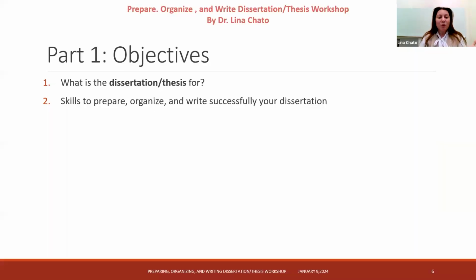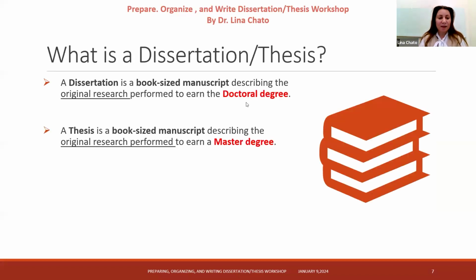Here we will learn about the meaning of dissertation and thesis, and also the skills that you need to successfully write, and not only write, but achieve your goal through the dissertation and thesis process. Both dissertation and thesis are book-sized manuscripts of your original research. This research, of course, is to contribute to your field, and you are doing this research to get your degree: doctoral for the dissertation or master's degree for the thesis.